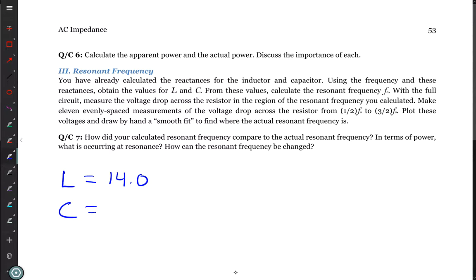For the inductor, 14.03. Units of henries. And then for the capacitor, 8.44 nanofarads. Okay, so those are the values Brady got.